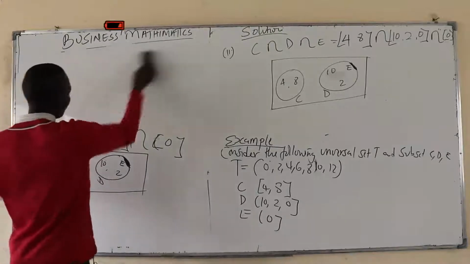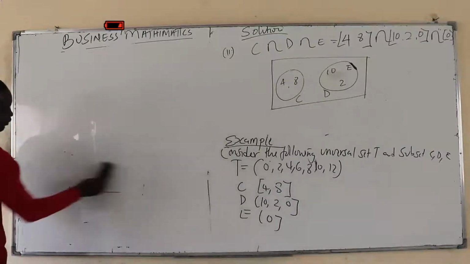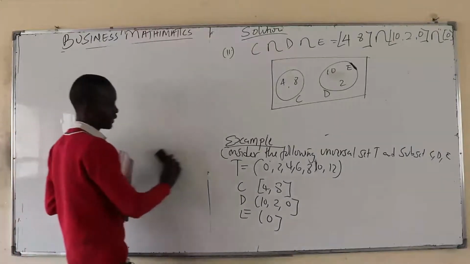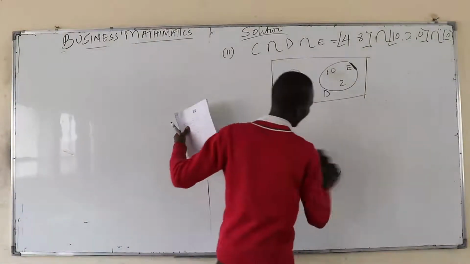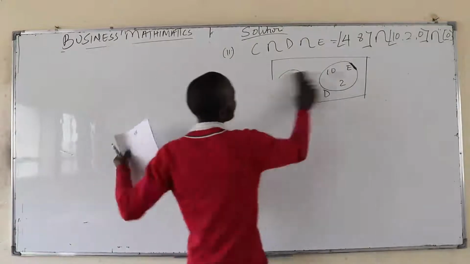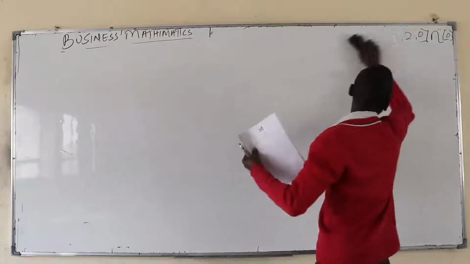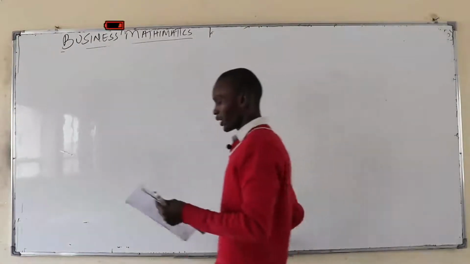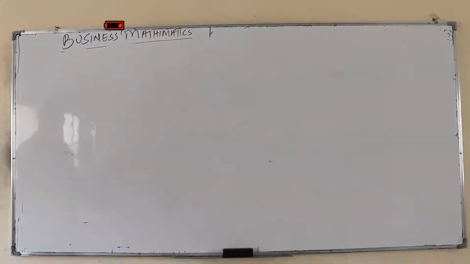So this set A, set D, which has an E here. Then we have this D. Then C will be here because they don't have any common elements. So you put those elements inside it, okay? Here is 4, here is 8, and then here you can put 10, 2, then 0. It can appear anywhere, but just remain like that.